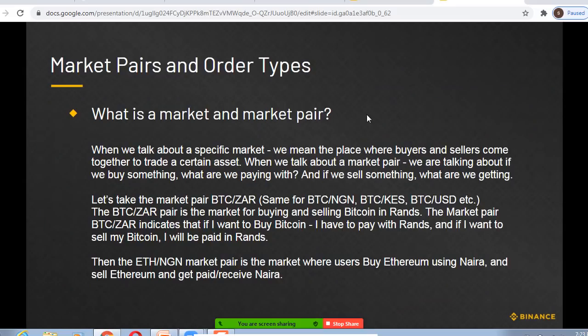Now, what is a market and a market pair? Now, a market is very specific, and it's where buyers and sellers come together to trade a certain asset. So when we're talking about a market pair, we are looking at, if you want to buy something, what are you paying with? And if you are selling something, what are you getting?